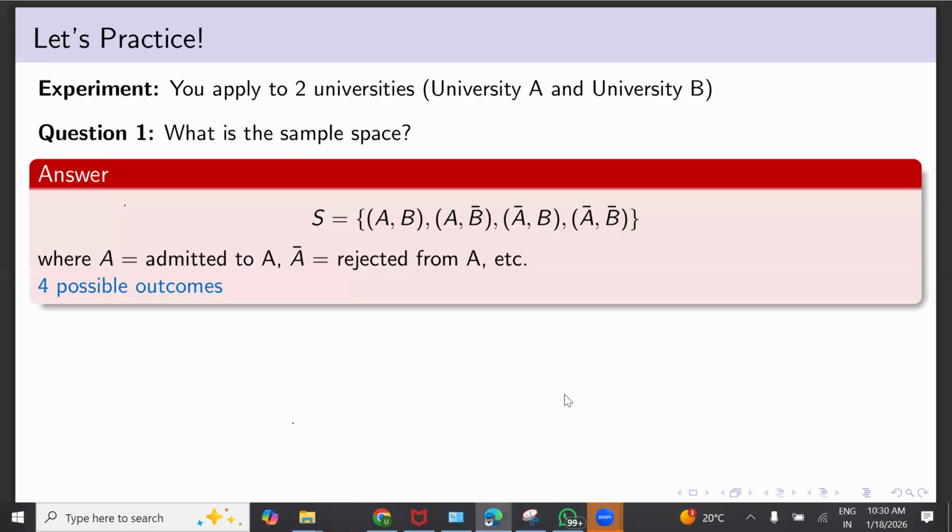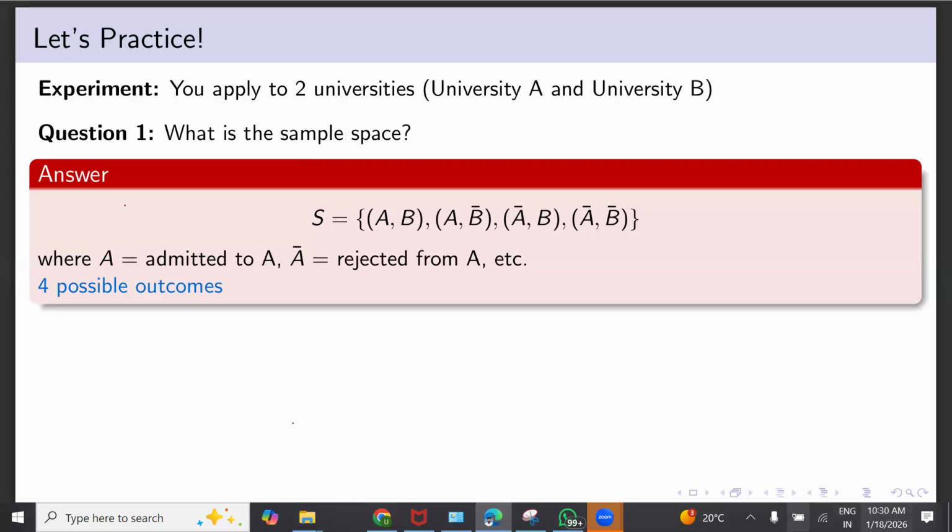So now, just see where you went wrong. The sample space is A, B, A or B dash. Basically, you can say B bar or B complement also. If you are getting rejection, you say A bar. A bar B also, A bar B bar also. A means you will be admitted, A bar means you were rejected from A. So there are 4 possible outcomes.